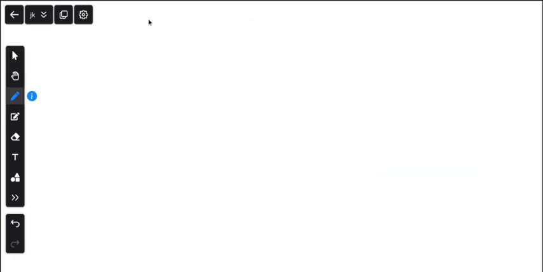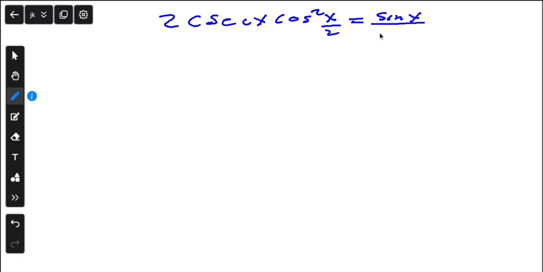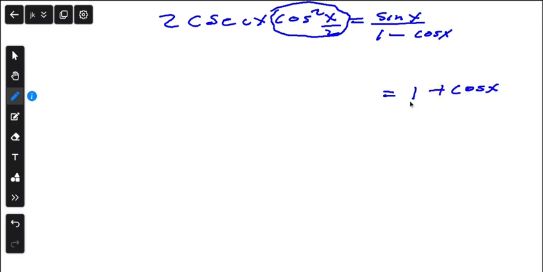So let's try to verify this identity, where we're going to have 2 cosecant x, then cos squared of x divided by 2, and this is equal to sine x divided by 1 minus cos x. So you and I know that cos squared of x divided by 2 is equal to (1 plus cos x) divided by 2.